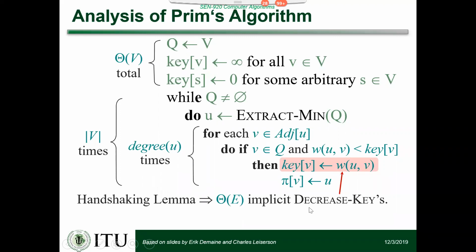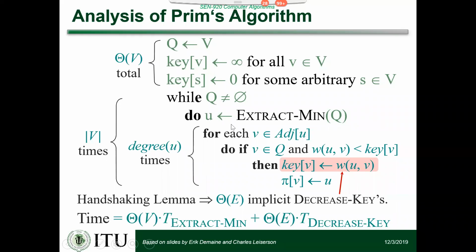This operation is called decrease key. You're going to decrease the key of a vertex in the priority queue. So the number of times to call decrease key is order of e, and the number of times to call extract min is equal to the number of vertices. Therefore, the total amount of time is v times the amount of time to run extract min plus e times the amount of time to run decrease key.